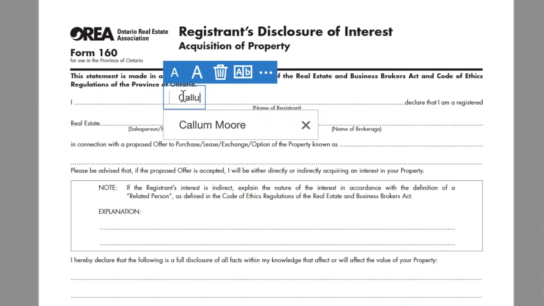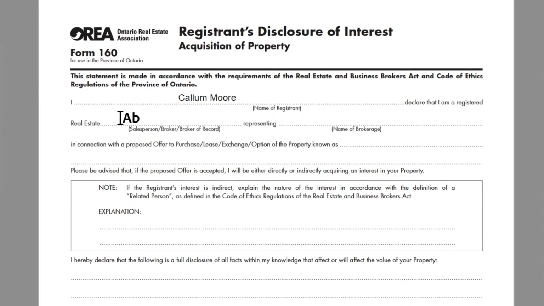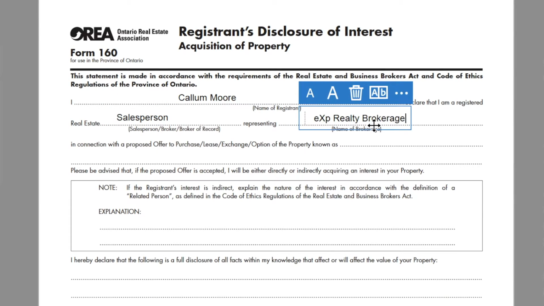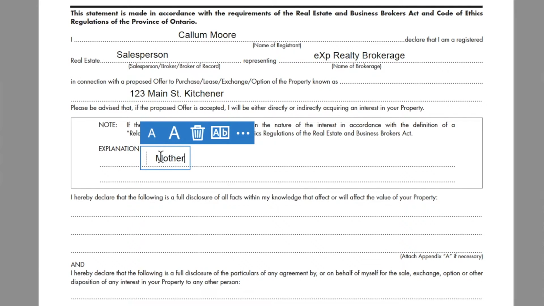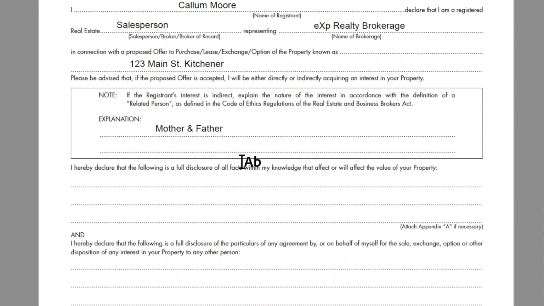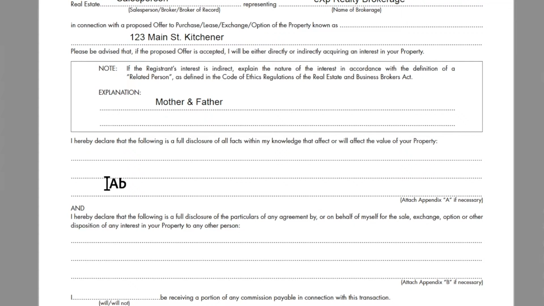At the top we have our name, our position, salesperson, broker, broker of record, our brokerage we work with, and the address of the property involved in the transaction. Below that is where we explain the nature of the interest to be compliant with our Code of Ethics and REBBA, or soon to be TRESA. The following portion here requires the registrant to fully disclose any details of which they are aware that would affect the value of the property. Indication of facts that affect the value of the property we touch on in the 161, and this area will be left blank a high percentage of the time.